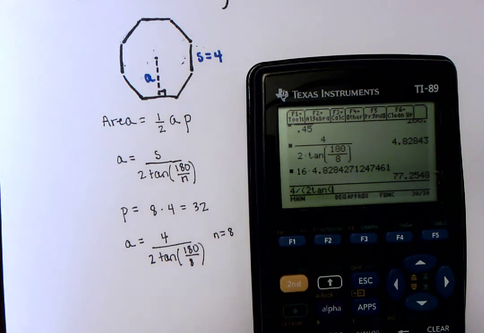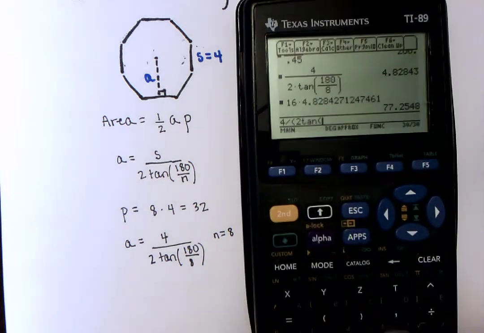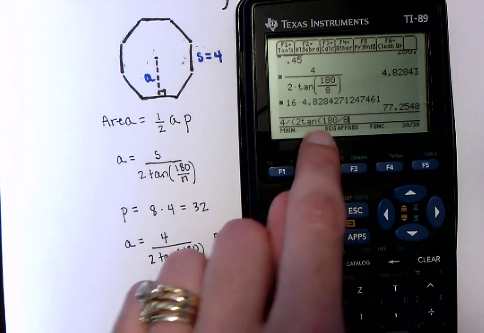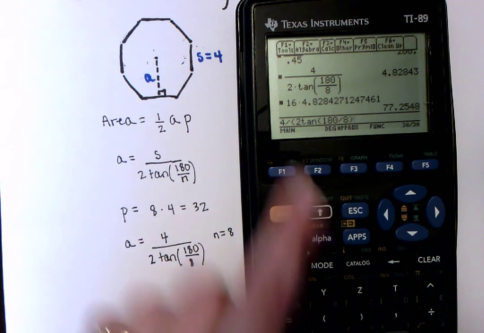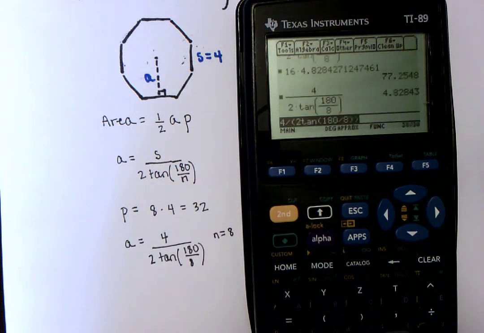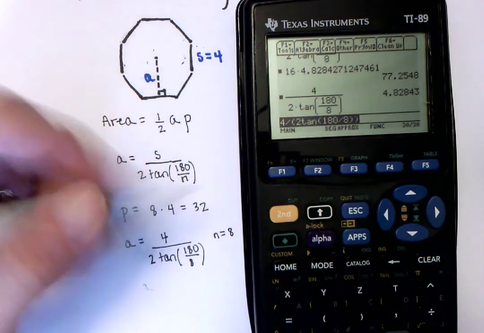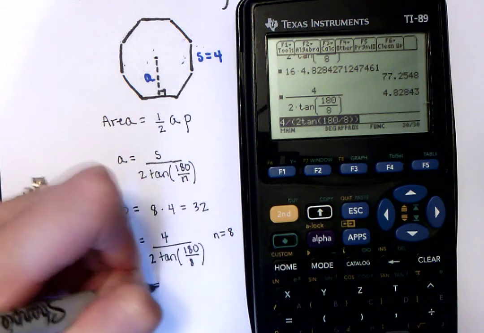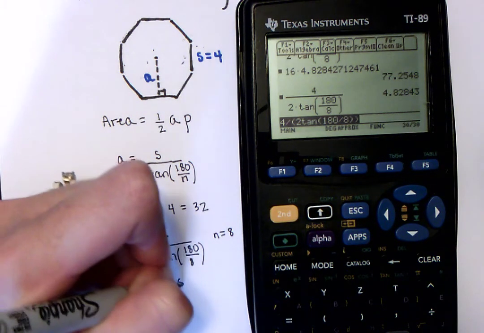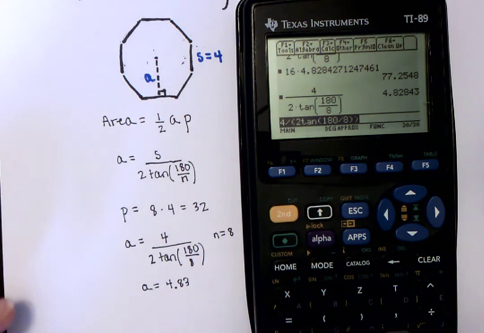It's second, and this little button right here has a tangent above it. So 2 tan, and then I do 180 over 8. Notice it opened a parenthesis for the tangent, so I have to close that, and then close out this one too. So I get about 4.83 if I round it. So my apothem equals 4.83 if I'm rounding it.